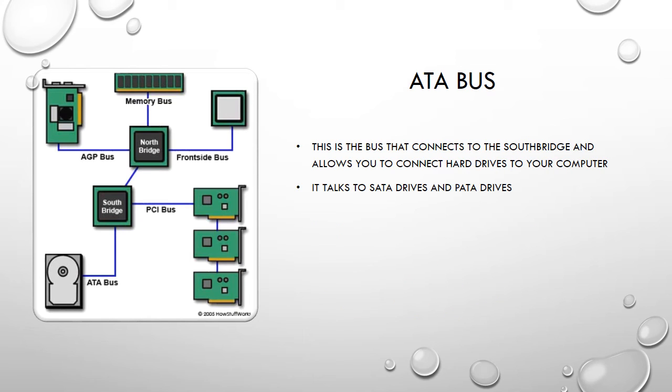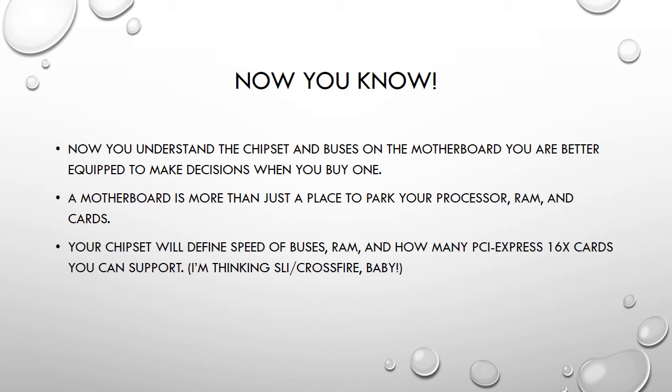Then you've got your ATA bus, and that's going to be for your advanced technology attachment devices, parallel ATA or serial ATA. So that's going to be your hard drives or your DVD or your Blu-ray or anything like that that you attach. Then it just talks to your SATA and PATA drives. So now you know those super important parts of the motherboard. I also want you to be able to label all of the parts of the motherboard, which we talked about, and then you're going to have a happy little quiz.